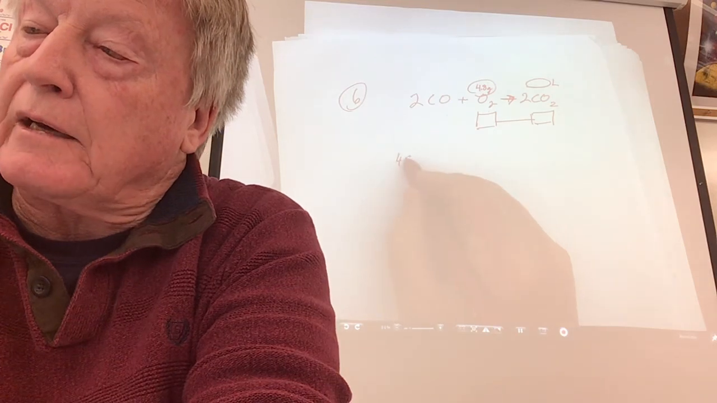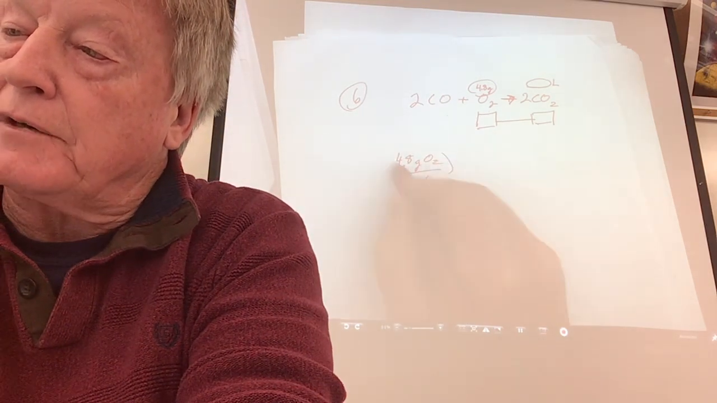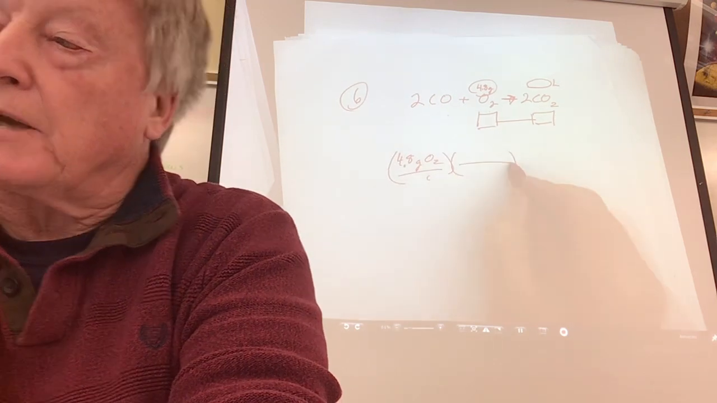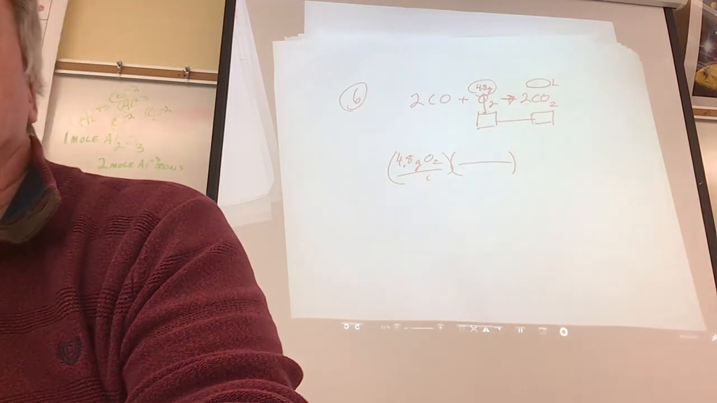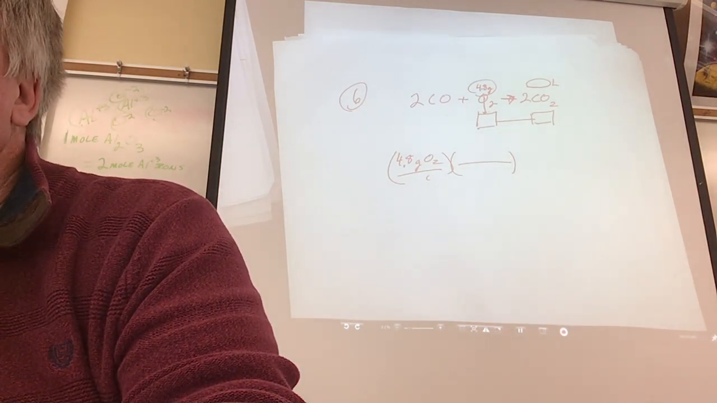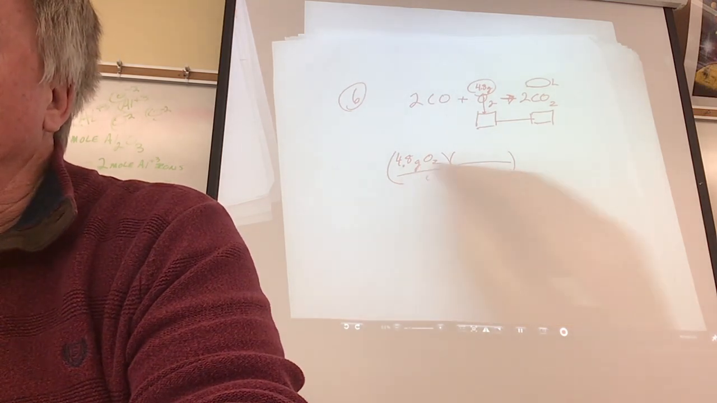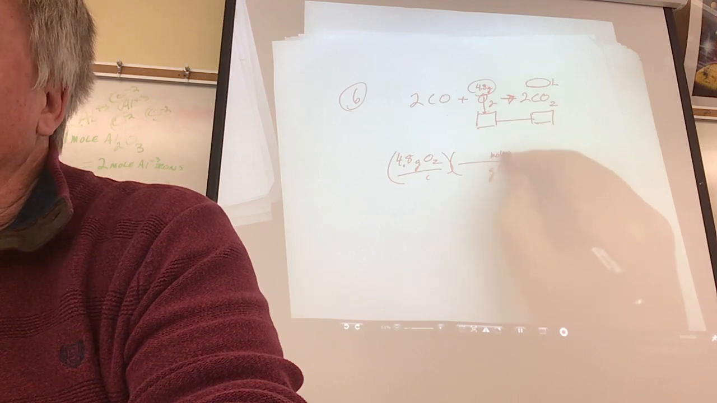Okay, 4.8 grams of oxygen. Is that the given? If you'll say it in words, what do you want to change? Grams of oxygen to what? What label has to go away? And you want moles of oxygen, right?